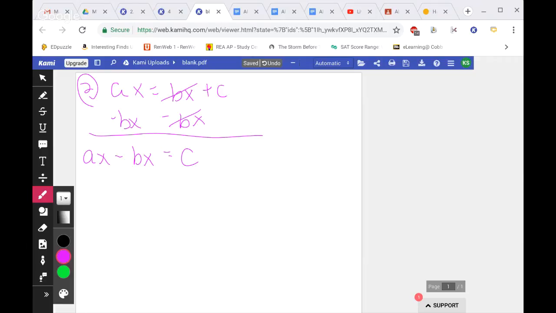And now, using the distributive property, I'm going to take the X out and kind of undistribute. I'm going to be left with X times A minus B equals C. And now I'm going to divide both sides by A minus B. And that's going to leave me with X equals C over A minus B.